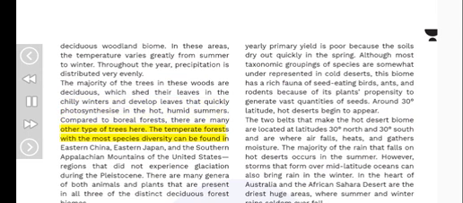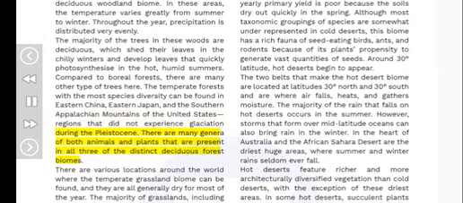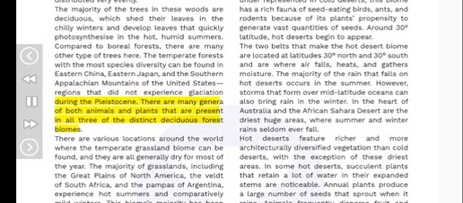The temperate forests with the most species diversity can be found in eastern China, eastern Japan, and the southern Appalachian Mountains of the United States, regions that did not experience glaciation during the Pleistocene. There are many genera of both animals and plants that are present in all three of the distinct deciduous forest biomes. There are various locations around the world where the temperate grassland biome can be found, and they are all generally dry for most of the year.